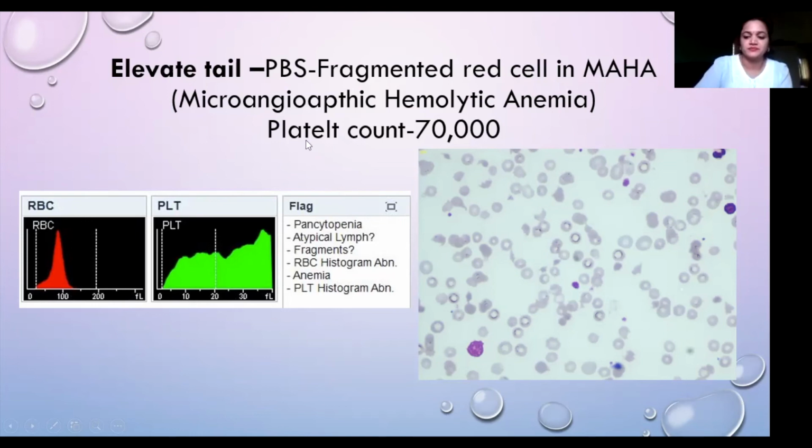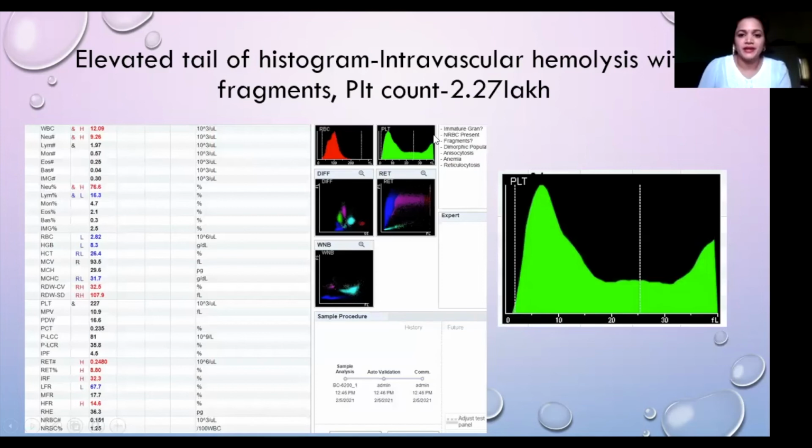And now this is another example where we saw a similar pattern, though the platelet count was 2.27 lakhs. So here I would like to stress upon the fact that though the platelet count is normal, the platelet histogram is definitely giving us a clue that there is something abnormal that warrants a slide review. And here this abnormal histogram warranted a slide review, and on slide examination we saw numerous fragmented RBCs, and that was again consistent with intravascular hemolysis, and the reticulocyte count was also high, 8.8% in this particular case.